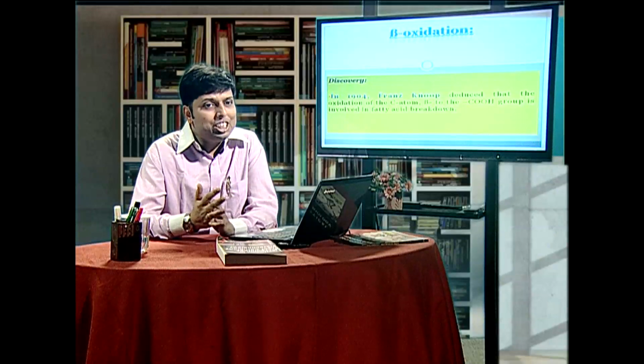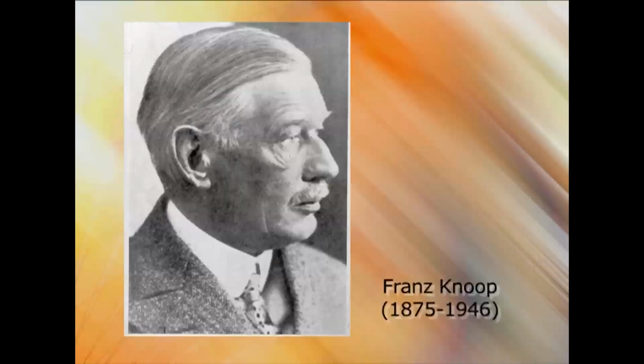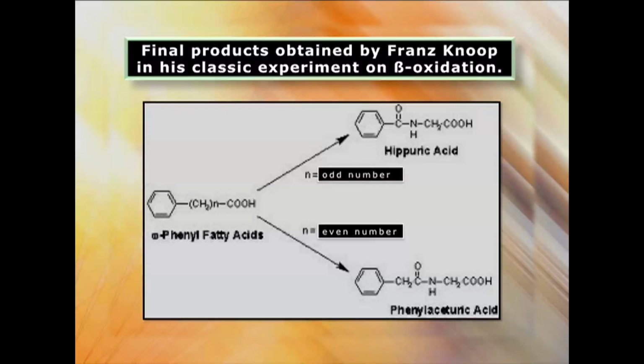The beta oxidation process was discovered in 1904 by Franz Knoop. Franz Knoop actually carried out his classic experiment with even chain and odd chain fatty acids being fed to dogs with their omega, or the last carbon atom, being labeled with benzene rings. He tried to isolate the phenyl containing metabolic products from the urine of those dogs.